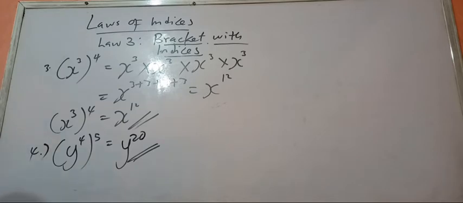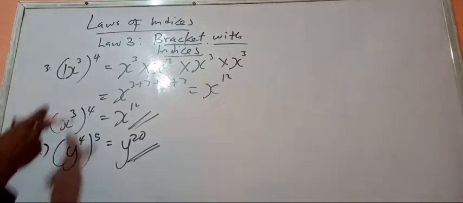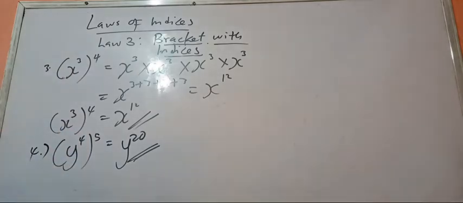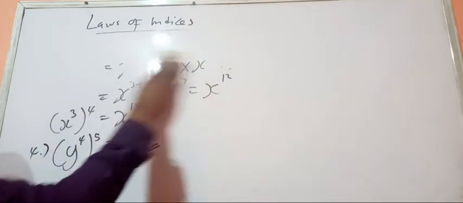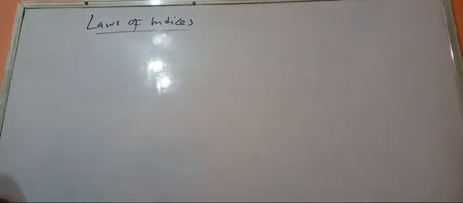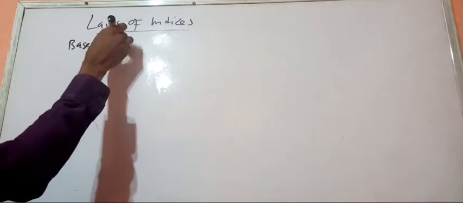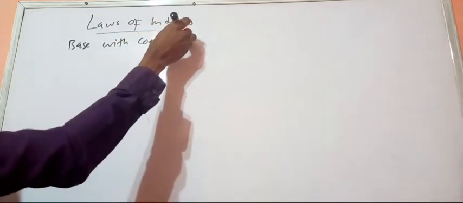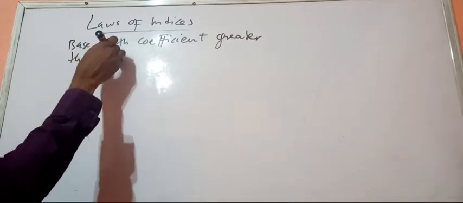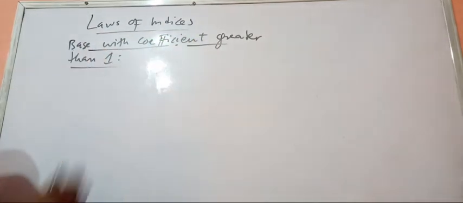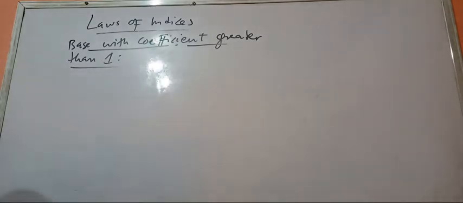Okay. Now, base with coefficient greater than 1. In the previous examples, the coefficient is 1. If you are not aware, the coefficient is 1, so when you multiply, it still gives us 1. But right now, we are moving into bases with a coefficient greater than 1. What do we do when the coefficient of the base is greater than 1? I'll give you some examples.